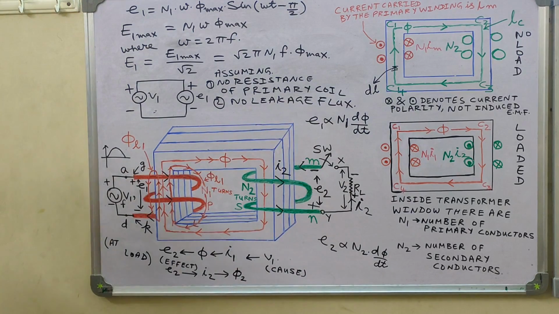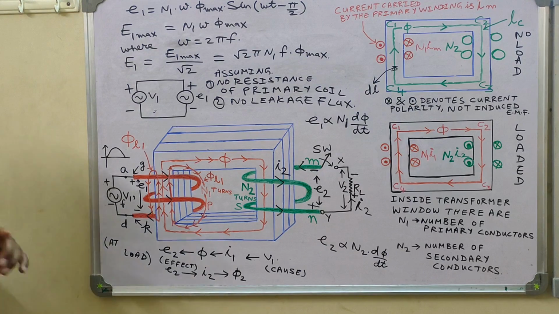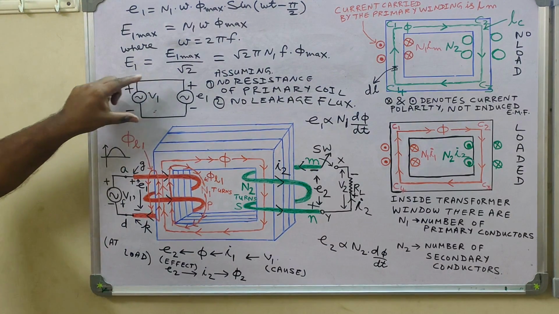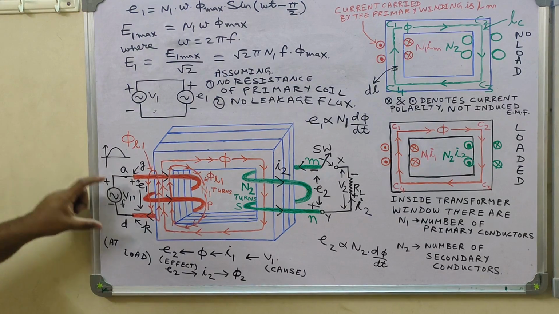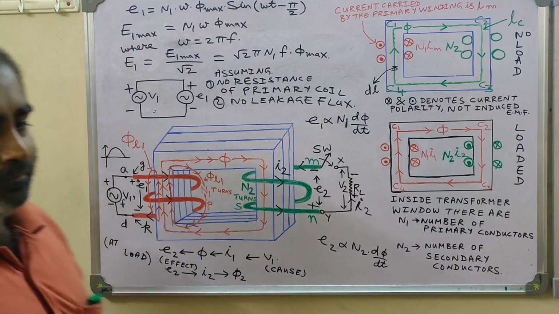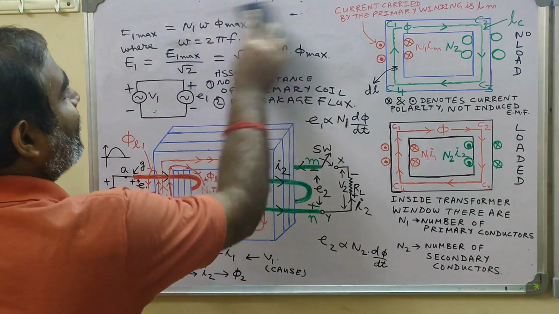in that case we can write the applied voltage V1, that means the RMS value of the applied voltage V1, is equal to the RMS value of the EMF induced in the primary coil P. So V1 equals E1. So we are writing that capital V1 equals E1.